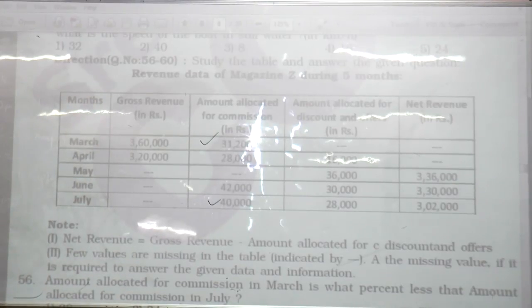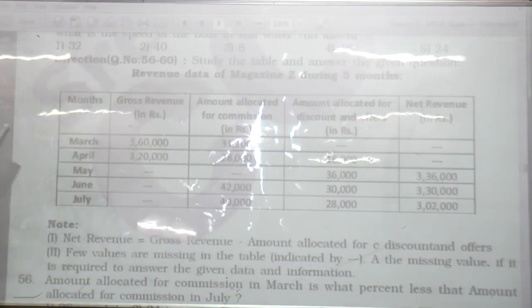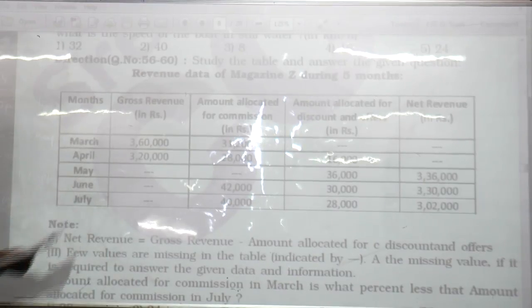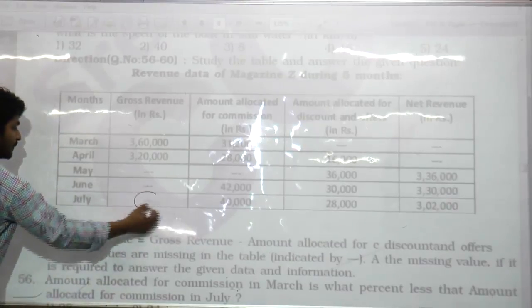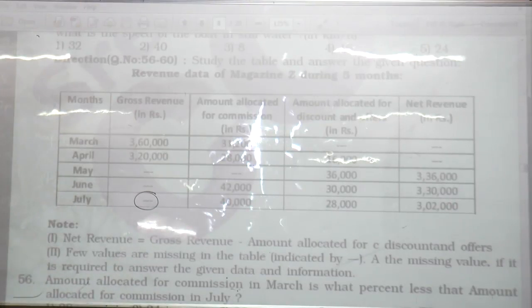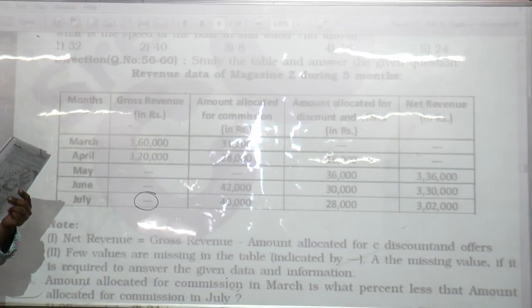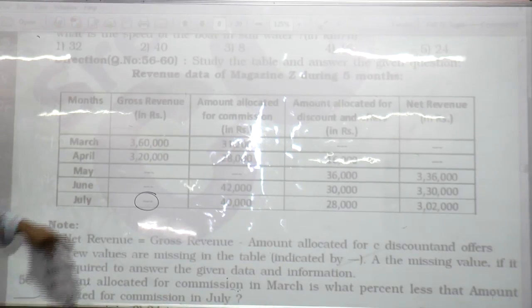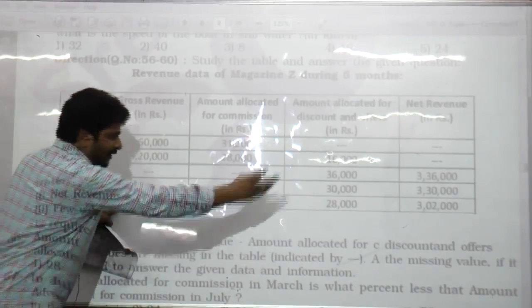Next, 57. In July, if 40% of the gross revenue of the magazine was collected from advertisement, what was the amount of gross revenue collected from the advertisement in that particular month? So you need to calculate this number. How will you get this number first? When you add everything, you will get this, right?